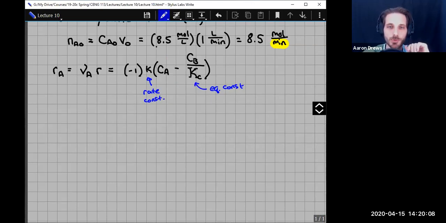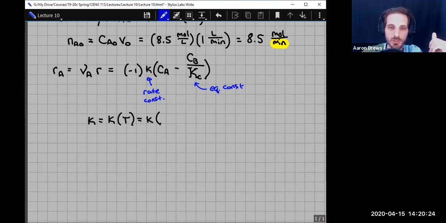So we've done a little bit of work here, but now we need to try to express each one of these values in terms of either a constant or n sub a. So the rate constant K has to be the rate constant K at the temperature of the reactor. And so the temperature of our reactor is 90 degrees C, but we were given K at 60 degrees C.